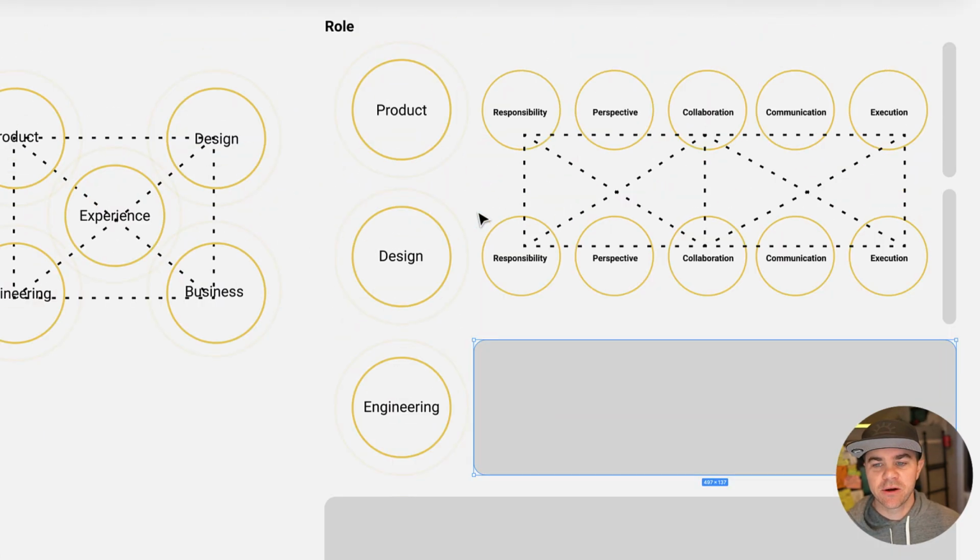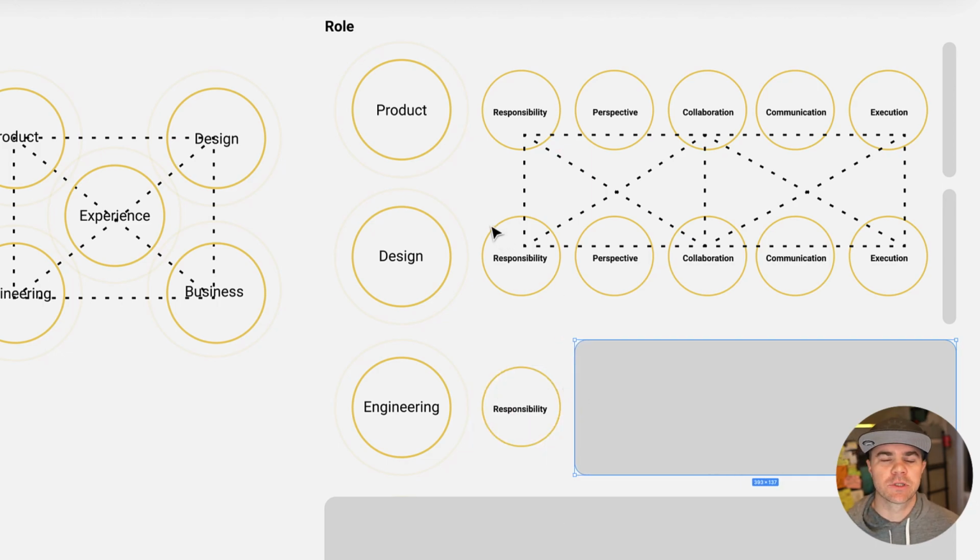Then we have engineering. And engineering is an incredibly important area. What are engineering's responsibilities? Making sure that they understand the design and the product requirements. This is important because you want to make sure that you're building the right thing. Now, if you have an engineering founder, they might be doing a part of the product role. They might even be doing a little bit of the designer role. But as you grow and as you scale, you're going to have multiple engineers that they're going to need to know what their responsibilities are.